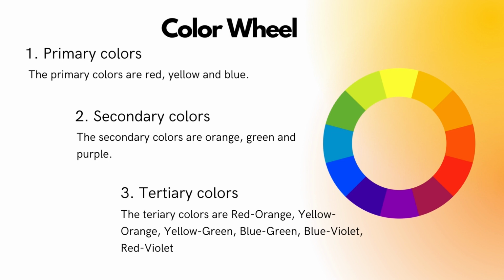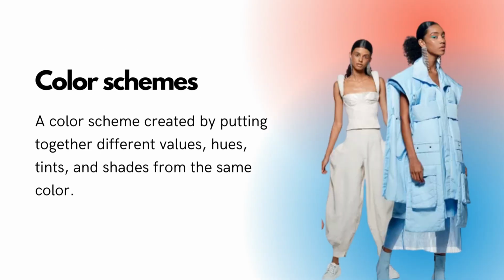So, the primary colors are red, yellow, and blue. You can create the secondary colors by mixing primary colors. And then you have orange, green, and purple. And then mixing secondary colors and primary colors creates tertiary colors, which are red orange, yellow green, blue violet, and red violet.